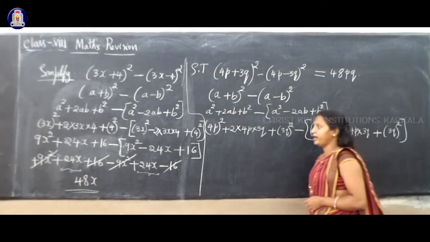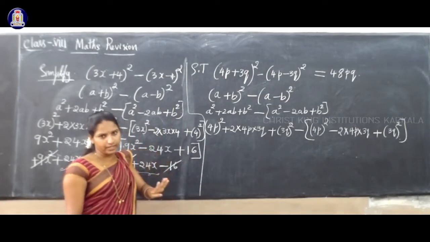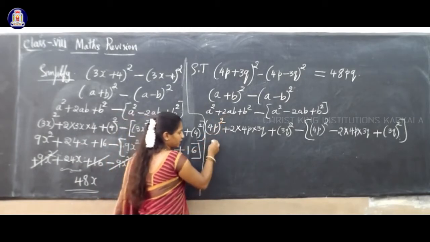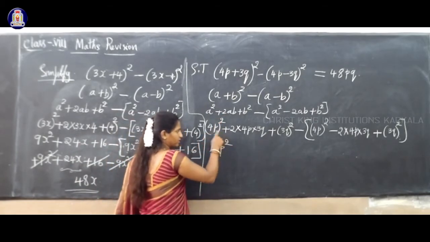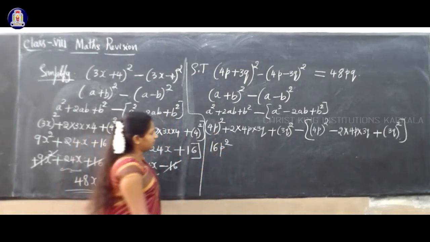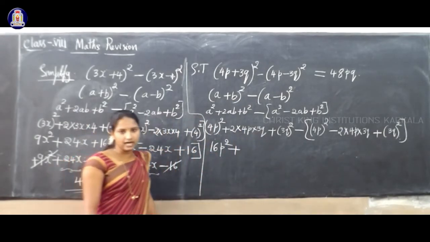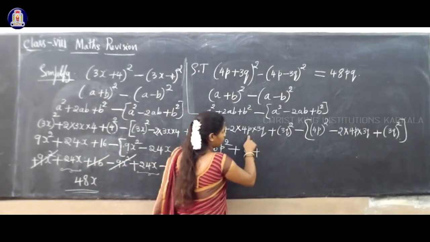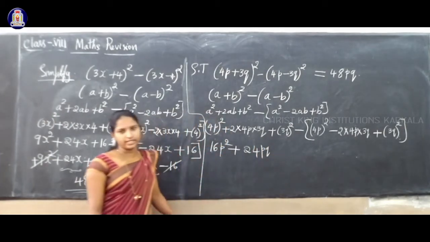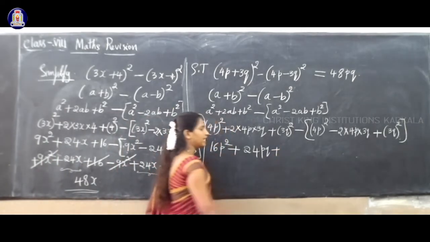Okay. Now simplify. So you know (4p) whole square means 4p into 4p. Clear? So how many times should we multiply? 2 times. So (4p) whole square is 16p square. 4 fours are 16, p into p is p square, plus 2 into 4 into 3. 2 fours are 8, 8 threes are 24. Next, the remaining variable is pq. So write p into q, that is pq. So the answer is 24pq.